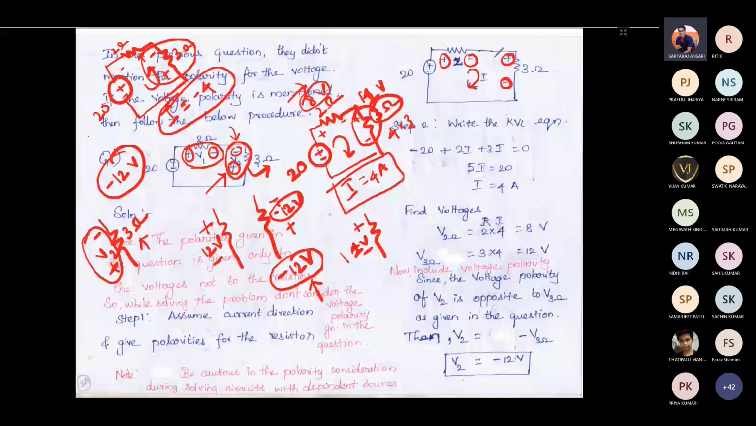Okay, so that's why I'm saying, if they have given polarity, while solving the problem, you solve it like what you understood before. That is the very basic. You assume the current direction, then you assume the polarity based on that current direction. You solve it completely, then you give the voltage or current depending on how they have asked.